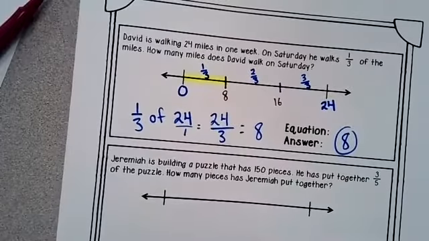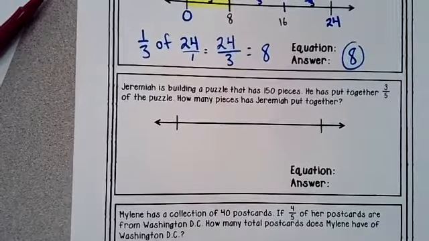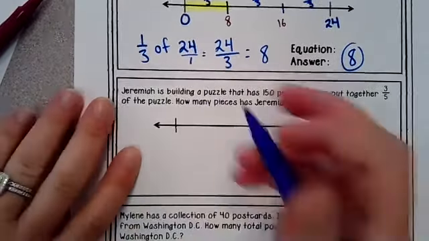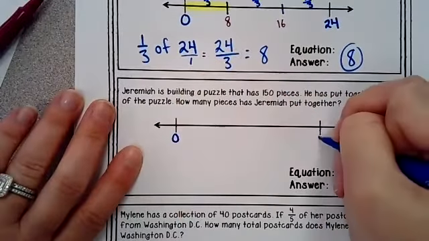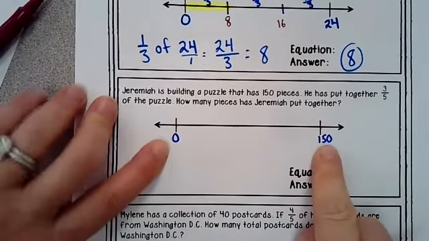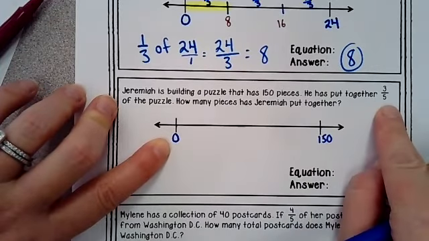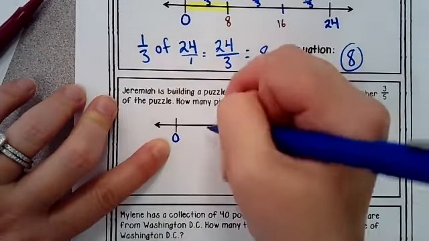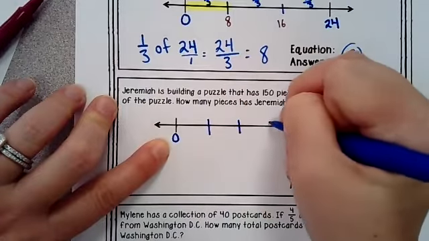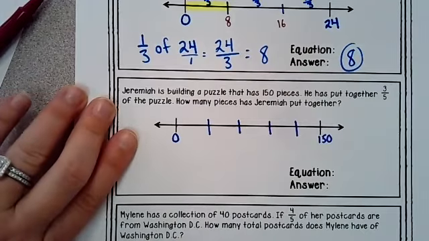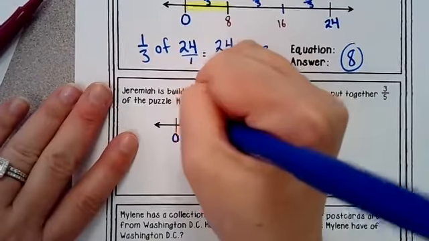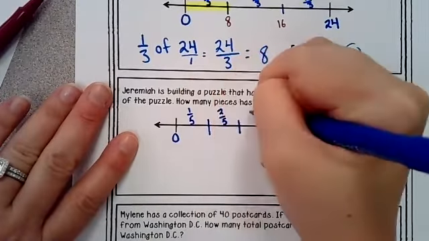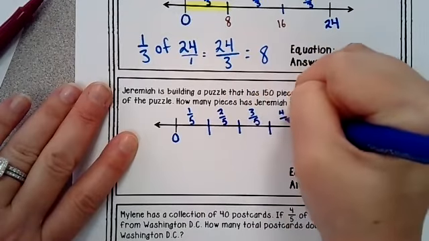All right, let's look at the next one. Jeremiah is building a puzzle that has 150 pieces. He has put together 3/5 of the puzzle. All right, so first off, let's go for what's the whole. We start at 0 and it goes all the way down to 150. The whole thing is 150. And we're dividing it into fifths. So if you need 5 sections, then you need to draw 4 lines. 1, 2, 3, 4. There's our 4 lines, okay? So we've divided it into fifths. This is 1/5, this is 2/5, this is 3/5, 4/5, and 5/5.